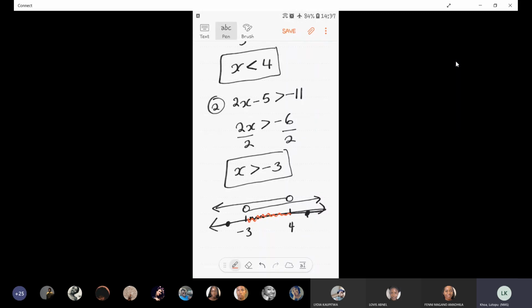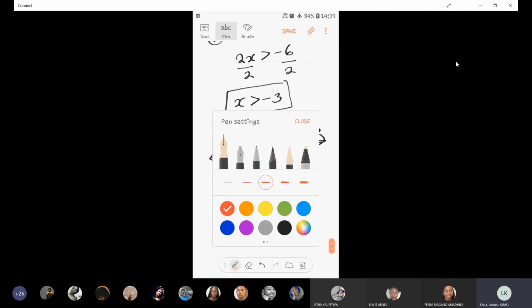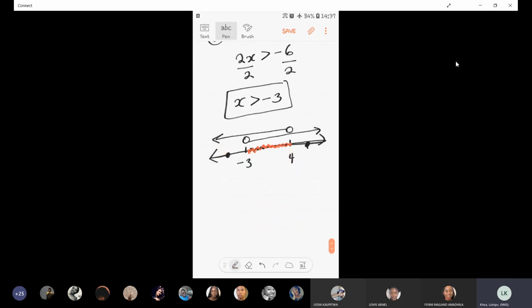So my solution will be all the numbers between minus 3 and 4. So I can draw my number line. This is what it will be. I have minus 3 and I have 4. Put open circles because the circles are open over there, so it cannot be included. And then you connect the circles with a line.